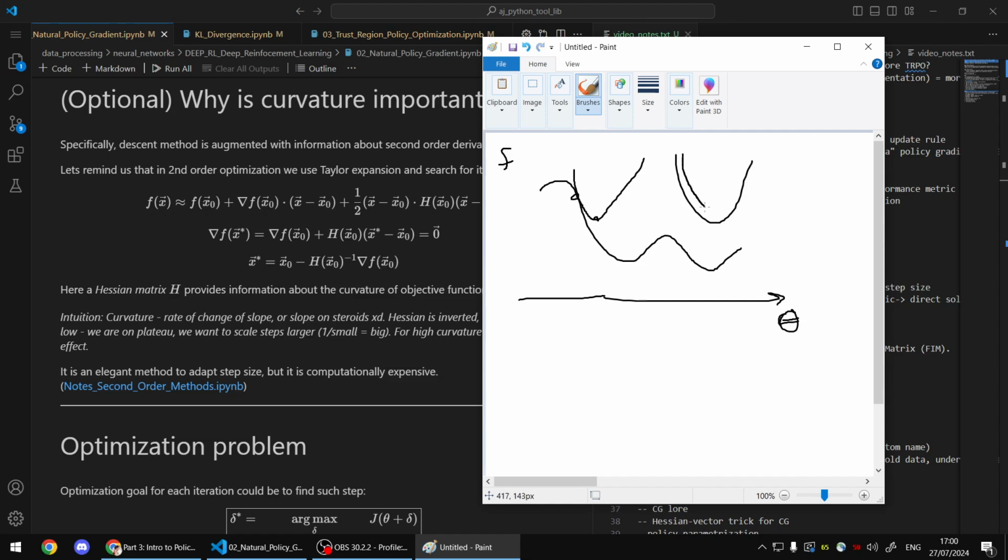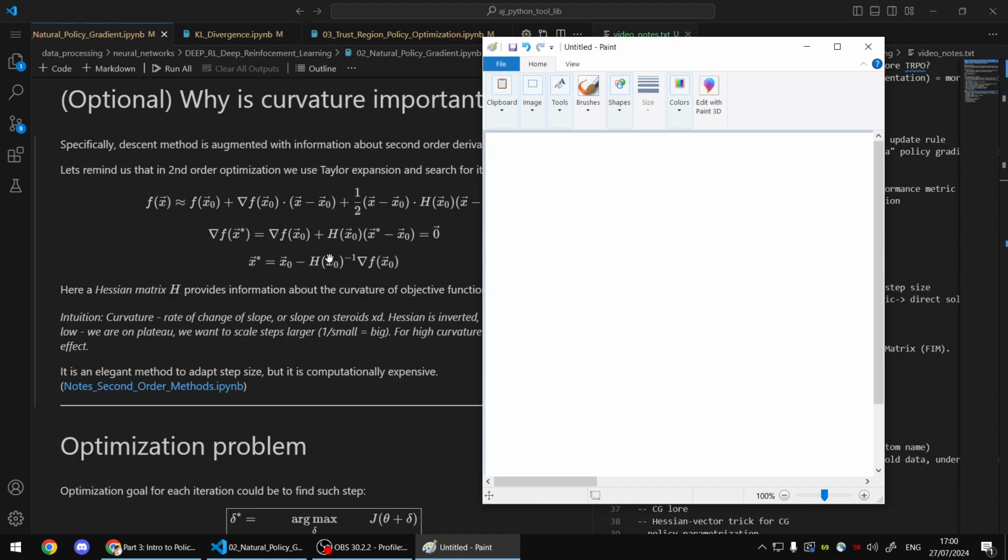Of course, if the objective function is actually quadratic itself, it will find a solution on the first try. And that's the idea. You see, there's no learning rate, basically no step size. And the curvature tells you something about how to do the steps.